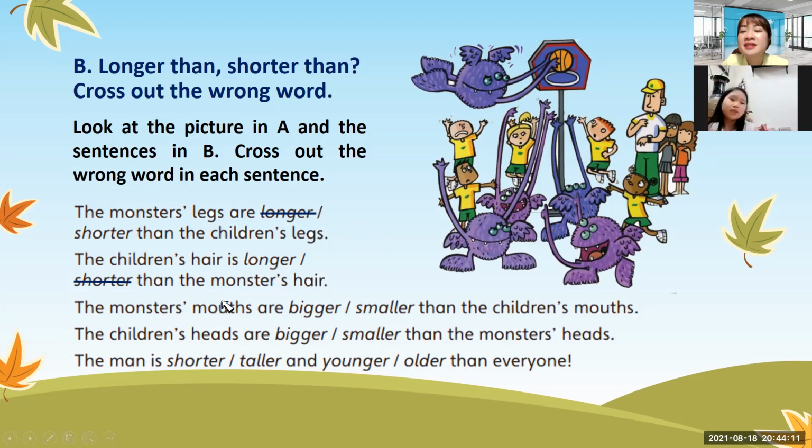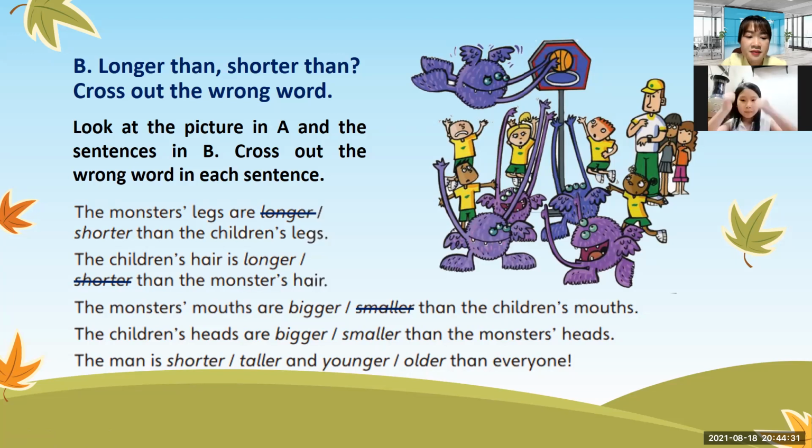The monster's mouth. How about that? Big. Are bigger than the children's mouth. Good. Mouth. The children's head.